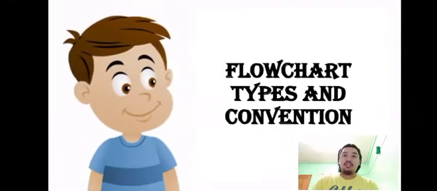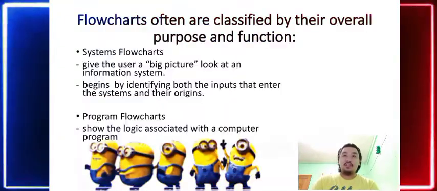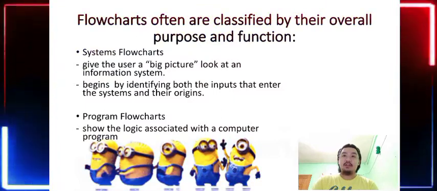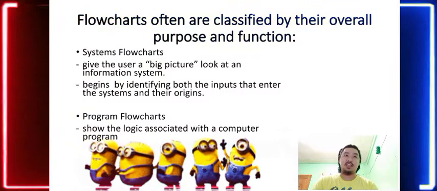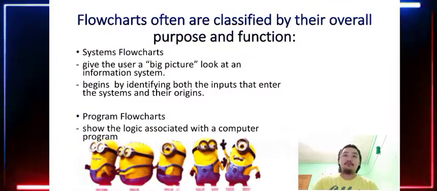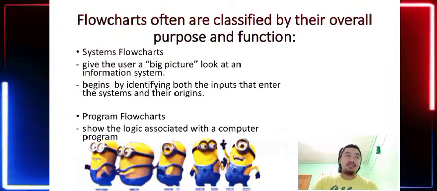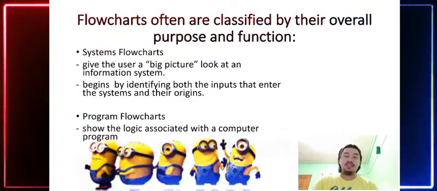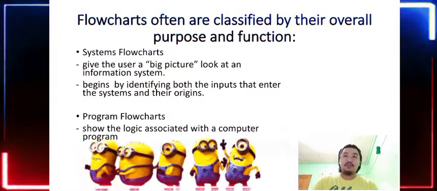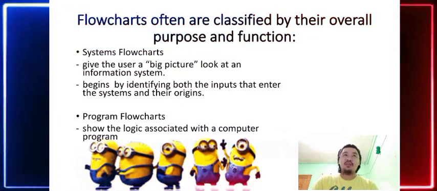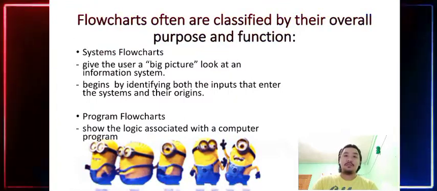Next, we have the flowchart types and conventions. Flowcharts are often classified by their overall purpose and function. Basically, a flowchart is a graphical representation of some part of an information system. It shows us steps in sequential order and is widely used in presenting the flow of how things work and how these information systems affect the decision control of the management.